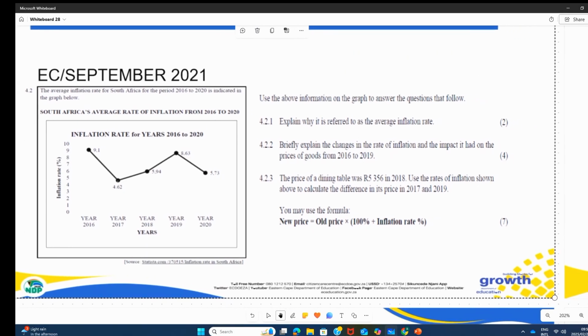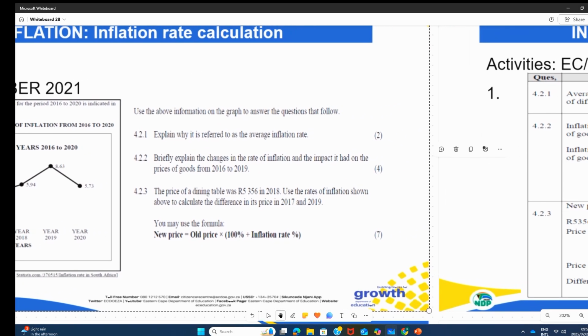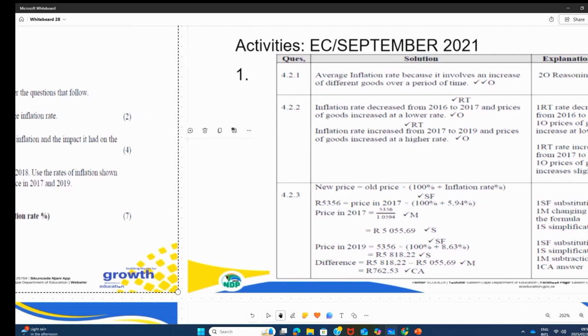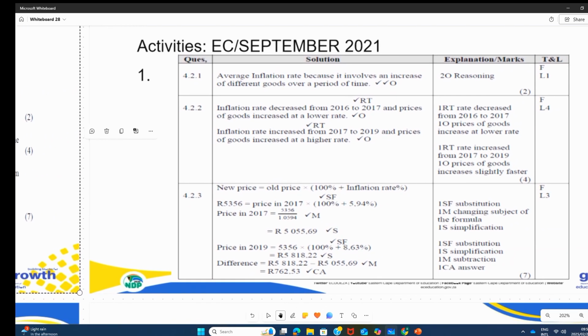And then let us look at how the question was answered in our marking guideline, because I'm interested in the mark allocation. As you can see, the first mark.